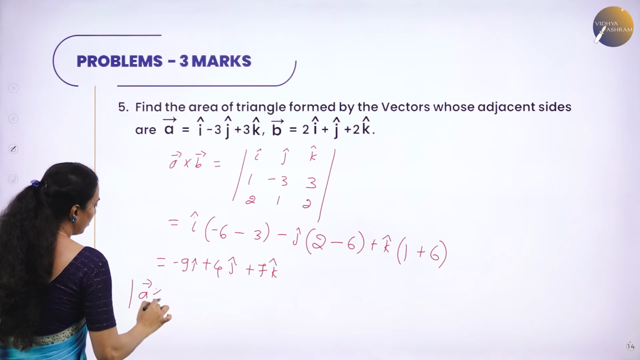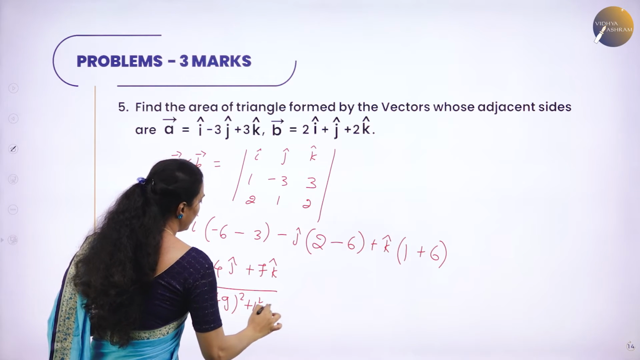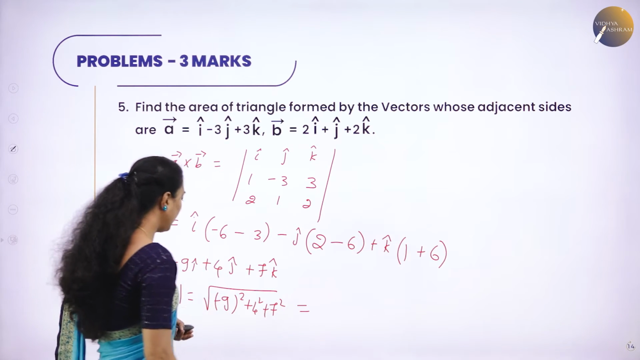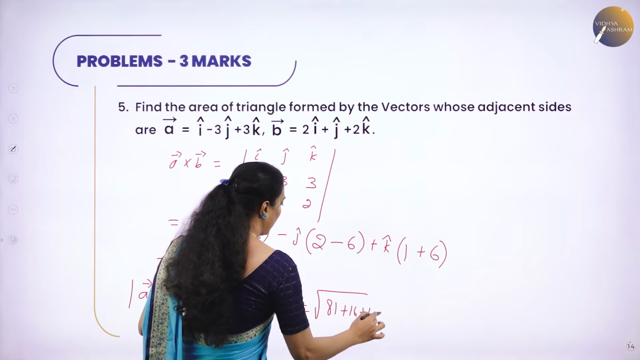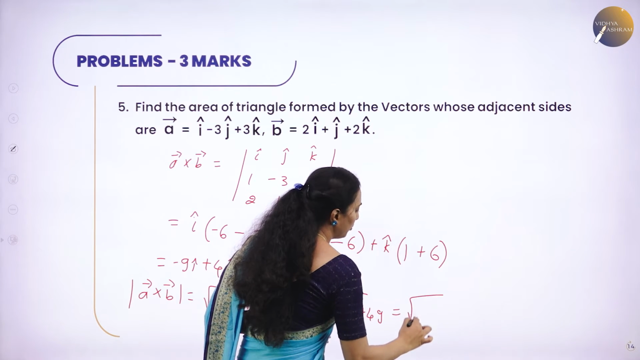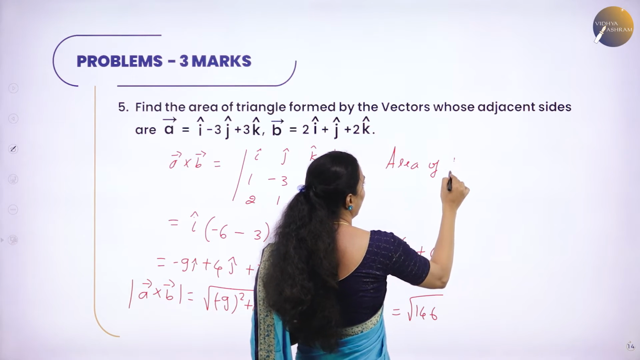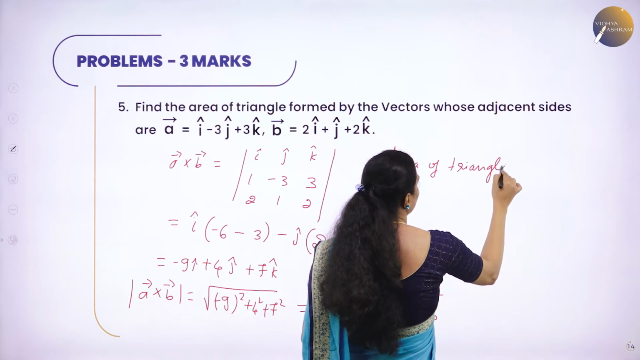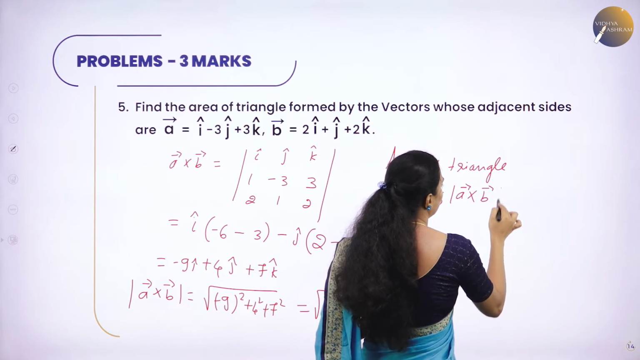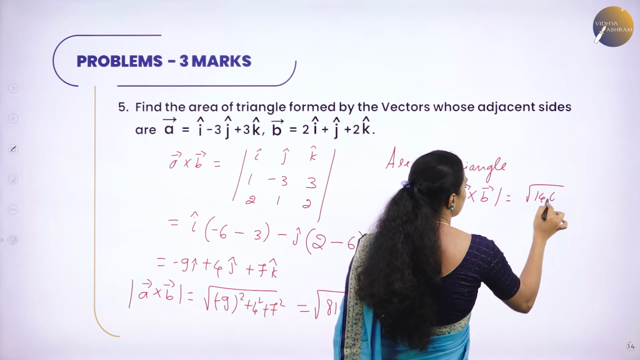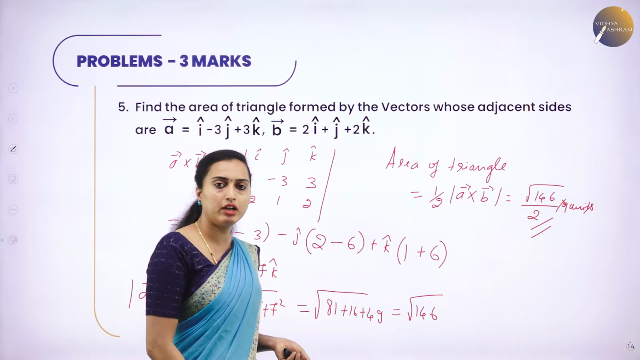Now let us find out magnitude of this one, which will be under the root of minus 9 squared plus 4 squared plus 7 squared. So which will be getting the answer, minus 9 squared is nothing but 81 plus 16 plus 49. You are going to get the answer as under the root of 146. What is the area of a triangle given by? Area of triangle when the vectors are given as, which will be half into magnitude of a vector cross b vector, which is under the root 146 divided by 2 square units. That's it. As similar to the last one.